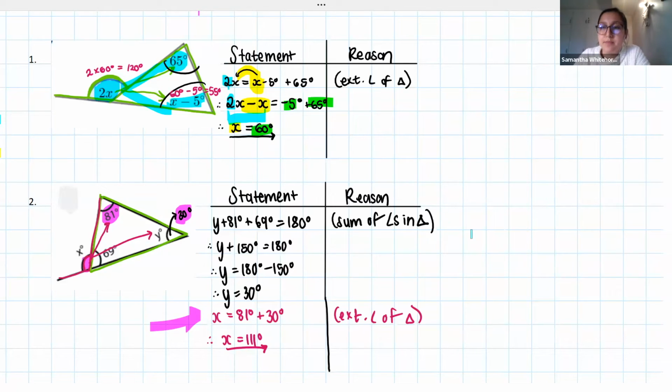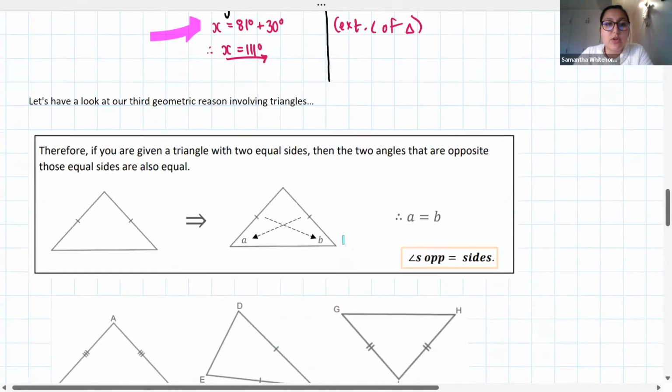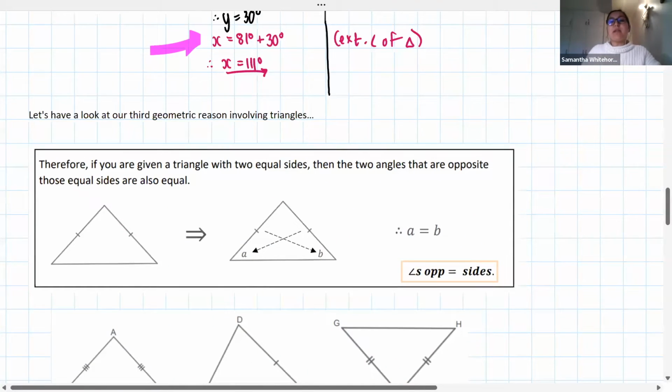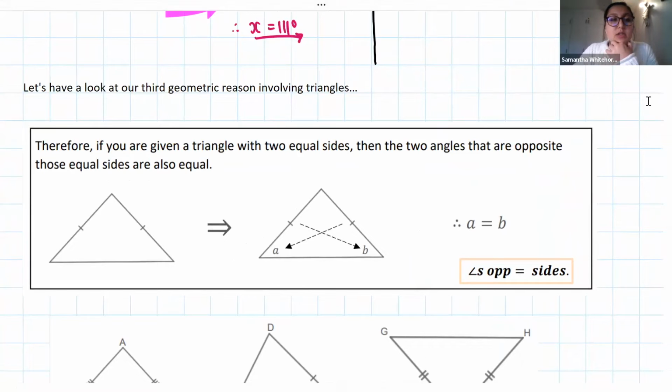All right, guys, I'm hoping we've got our screenshots. So let us have a look at our next reason, and then we'll see where we're at. Okay, so our next triangle or geometric reason to do with triangles that we're going to learn is angles opposite equal sides. Now, this is quite a useful one.